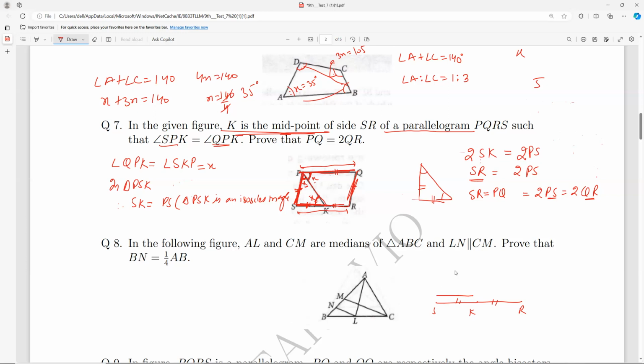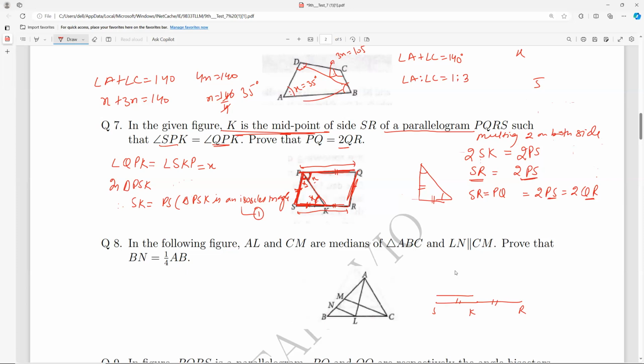I need 2 here, so I multiply 2 on both sides of this first equation. Now, 2 times SK is SR, so I write SR. And 2 times PS is nothing, so I write only 2 times PS.